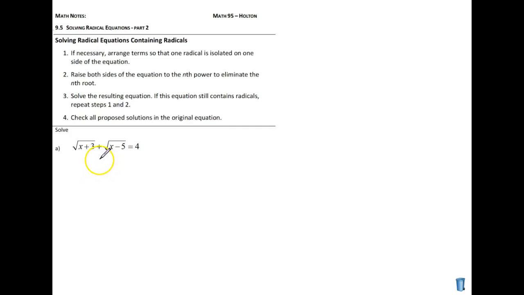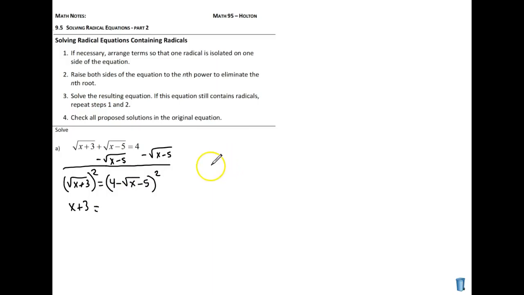So in order to isolate one of your radicals here in this problem, I need to start by subtracting the square root of x minus 5 from both sides. So what I get is the square root of x plus 3 equals 4 minus the square root of x minus 5. Let me rewrite that there. Now when I square both sides, because that's my goal, is to get rid of this radical, I get x plus 3 on this side.